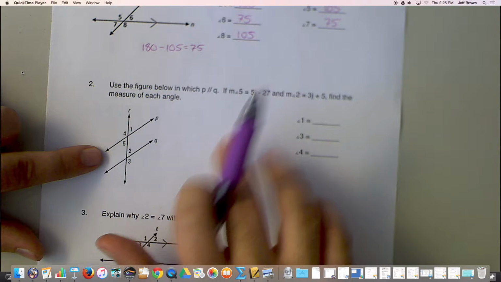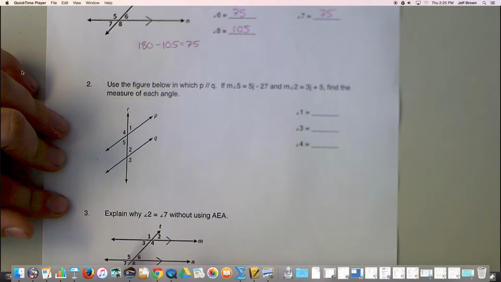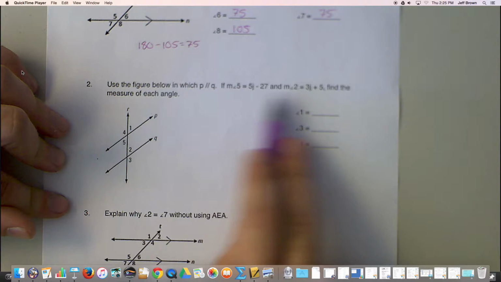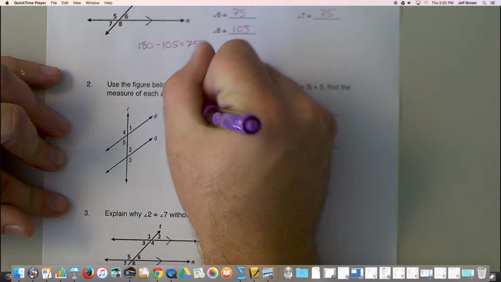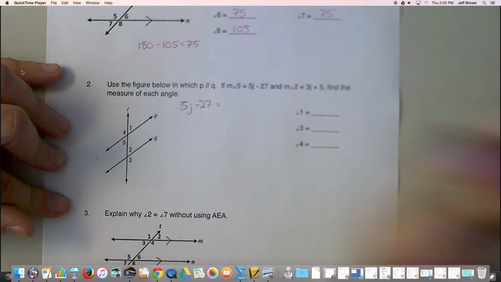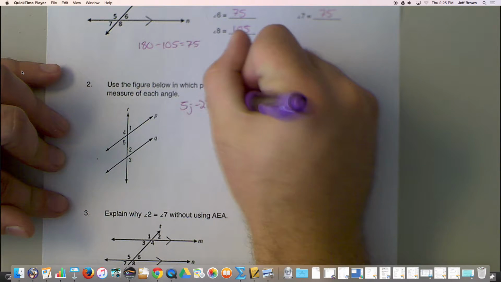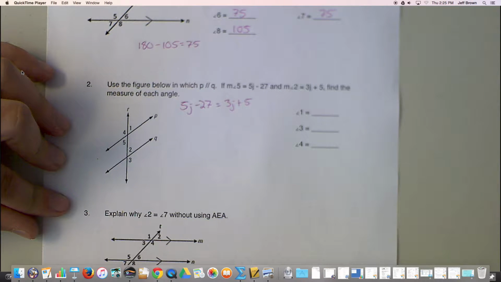So these are alternate interior angles, which means that my 2 angles are congruent. So these 2 expressions they give us for our measurements of our angle, I can set those equal to each other. So I have 5j minus 27 is equal to 3j plus 5. Now I need to simply solve for j.